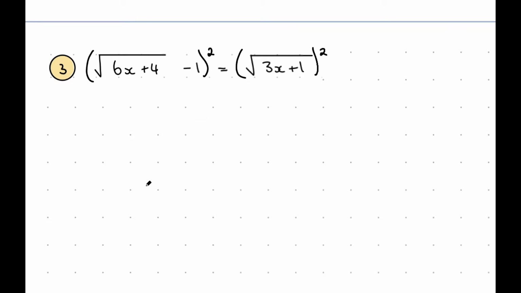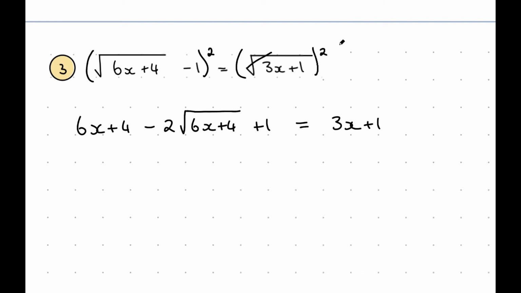Now that makes it a little bit complicated when we do square it out. We're going to get 6x plus 4, twice the product, so minus 2 times the square root of 6x plus 4, plus 1 is equal to 3x plus 1, because the square root and the square undo each other.